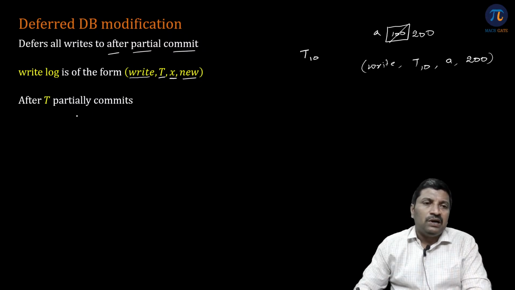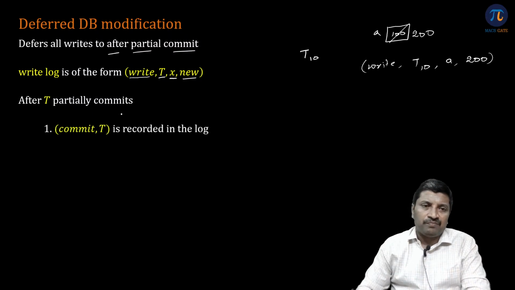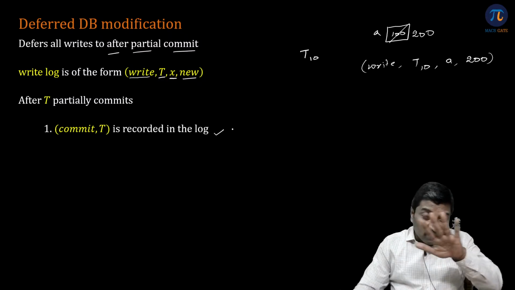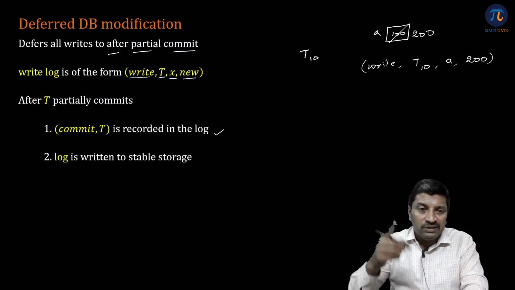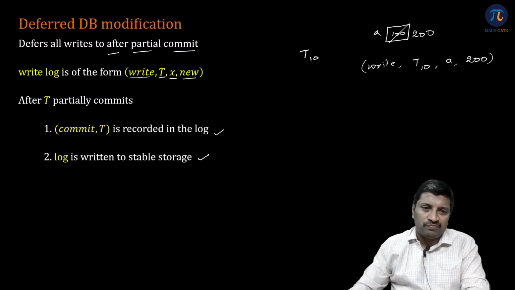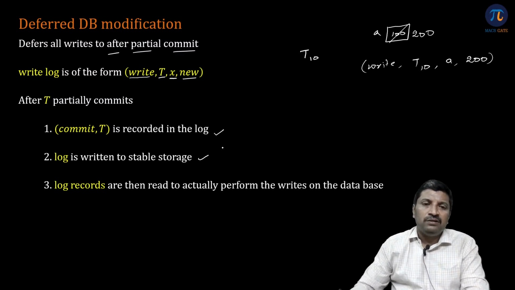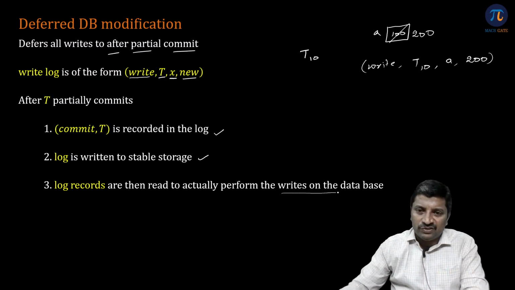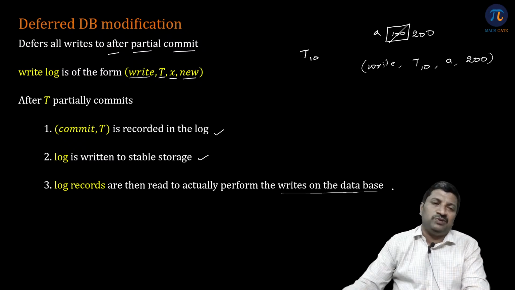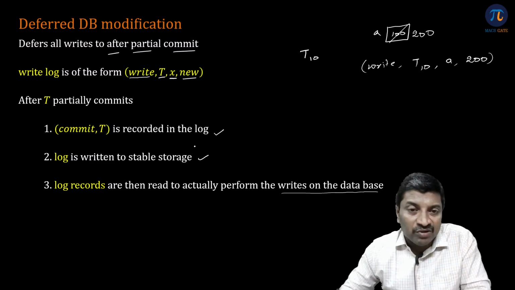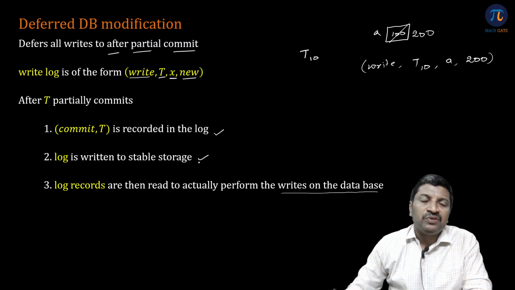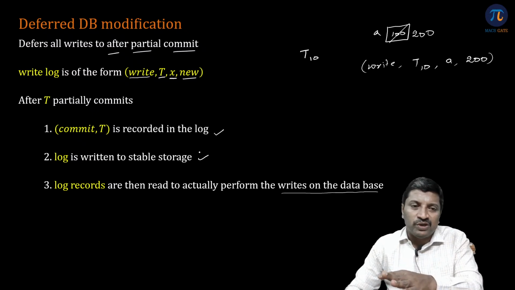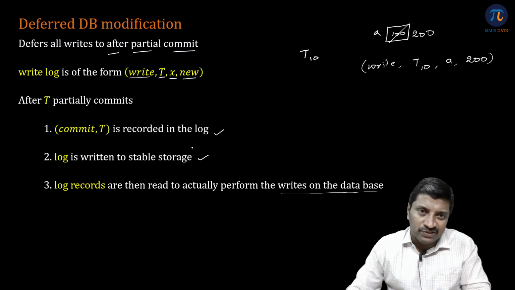After T partially commits, commit is recorded in the log. So the log file is ready completely. Then save it to the stable storage. Then start the writes on the original database. Hope you understood it. Once you complete all the transactions, write the log file to stable storage, then start working on the database, right?